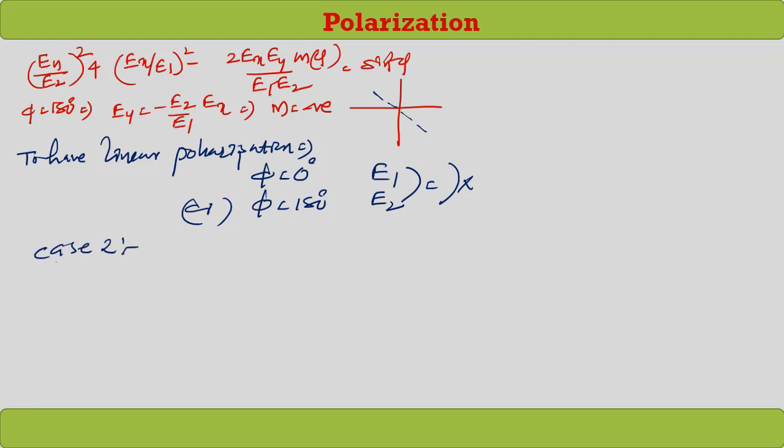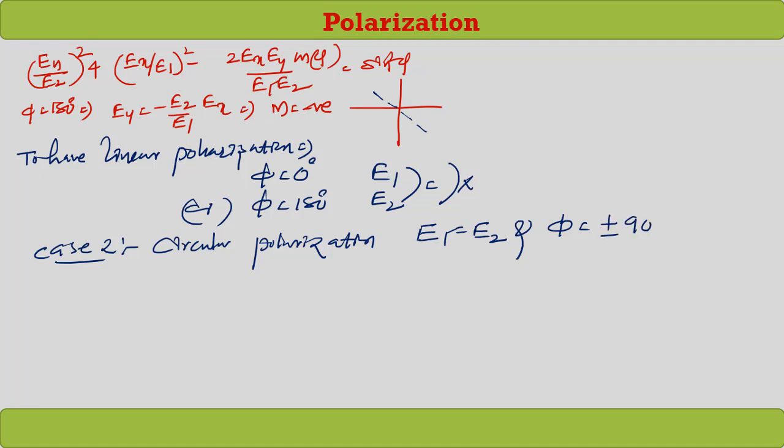Case 2, that is circular polarization, we'll see. Circular polarization can be obtained by meeting this particular condition exactly. That is, E1 is equal to E2 and the phase difference is equal to plus or minus 90 degrees.